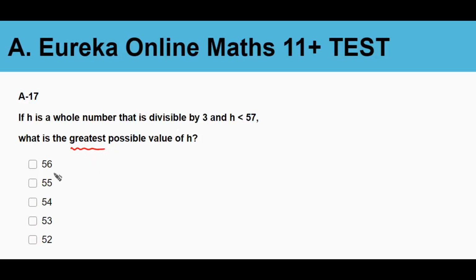Now if you consider the number 56, 56 is not divisible by 3. What about 55? It is not divisible by 3 as well. What about 54? Yes, 54 is divisible by 3 and less than 57, so the answer is the third one. If you are confident with multiples, then it's quite an easy question.